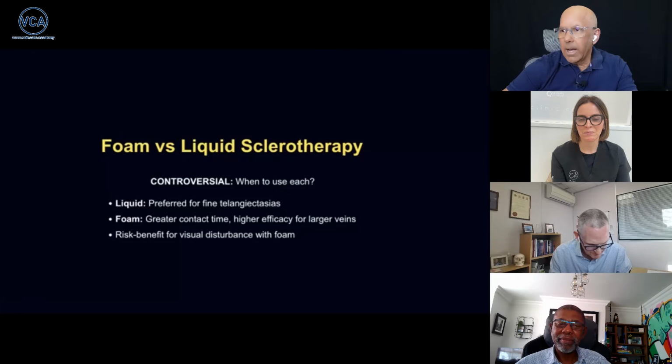Okay, well, I think it's also just worth pointing out that the reason why the lower strengths were never licensed for use with foam is just because there was, and there still is, really no sufficient evidence on the safety profile compared to the higher strengths in the bigger veins. So you could not try and license it on the basis of what's available at the moment without doing a very large scale study to show that the safety and efficacy is equivalent.